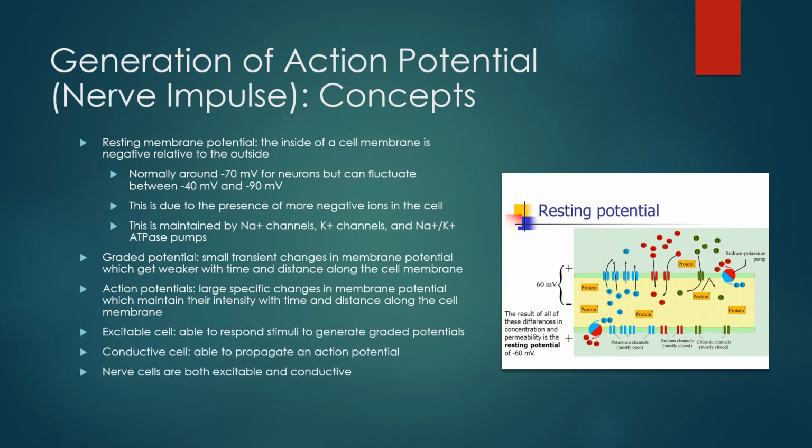Excitable cells are able to respond to stimuli to generate graded potentials. Conductive cells are able to propagate an action potential. So nerve cells are both excitable and conductive. Nerve cells can respond to another nerve impulse and generate a nerve impulse of its own.